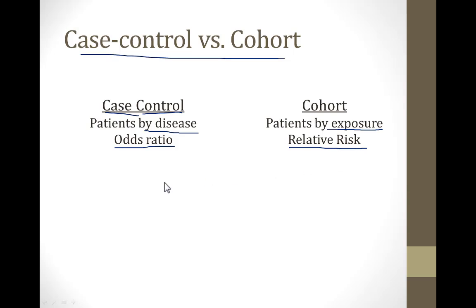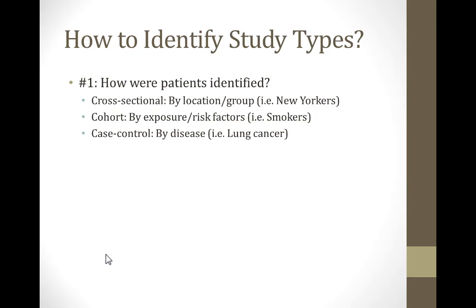If you have trouble remembering that, just look at the second to last letter of both types of studies. The second to last letter of case control is an O, and that O stands for odds ratio. The second to last letter of cohort is an R, and that R stands for relative risk, and that can help you remember the difference. So it's very high yield to know how to identify the type of study from a description.